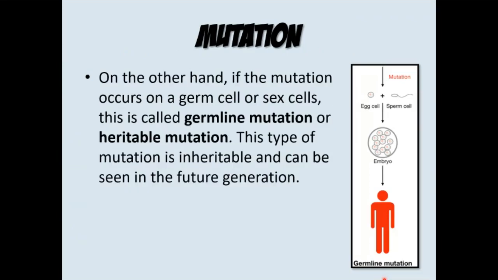And then, on the other hand, if the mutation occurs on a germ cell or sex cells, this is called germline mutation or heritable mutation. This type of mutation is inheritable and can be seen or passed in the future generation.